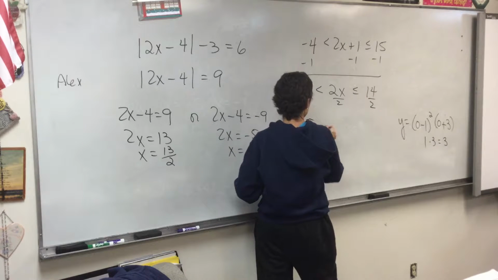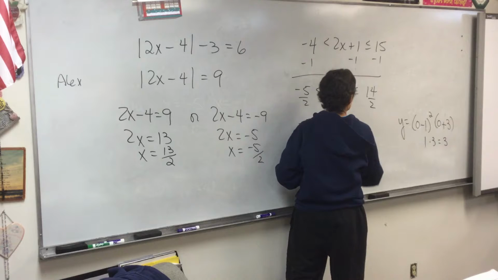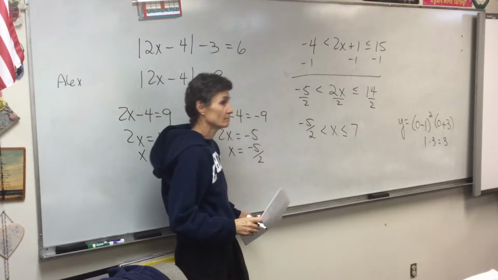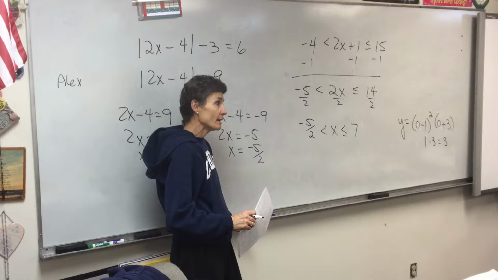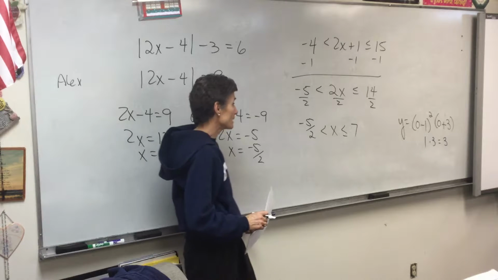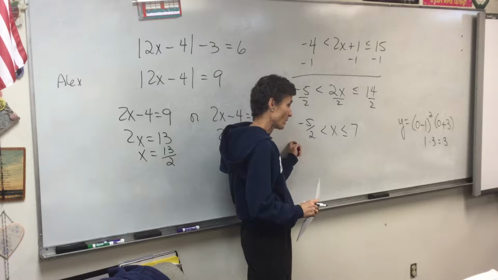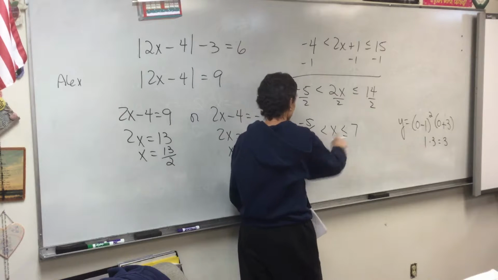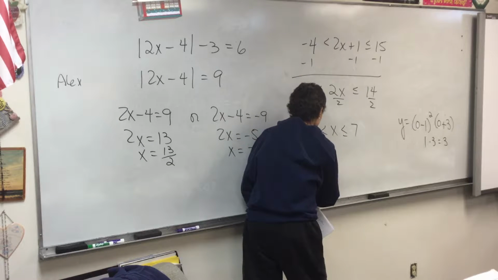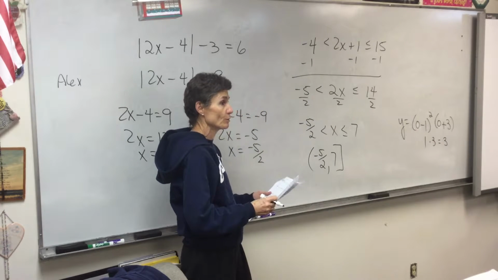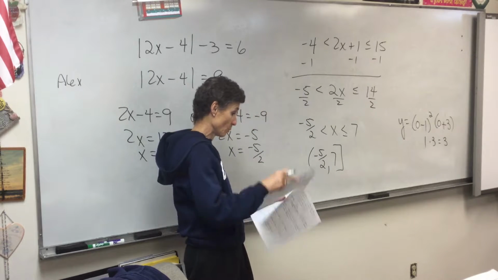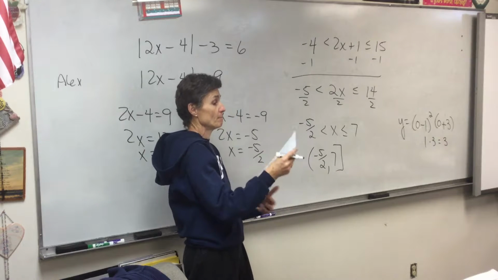So negative 5/2 is less than x is less than or equal to 7. Right? And be careful, because this is going to be a multiple choice question, and the answer may not be written that way. The answer may be written like this, right? That's your interval notation. So you need to be aware that that can be written both ways.